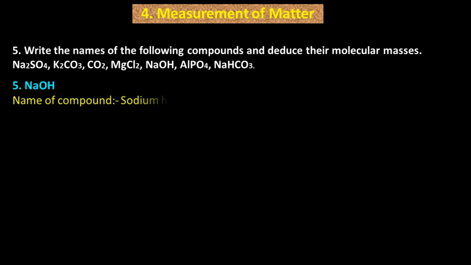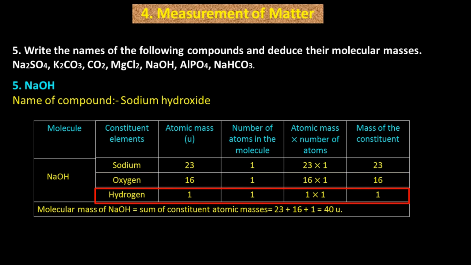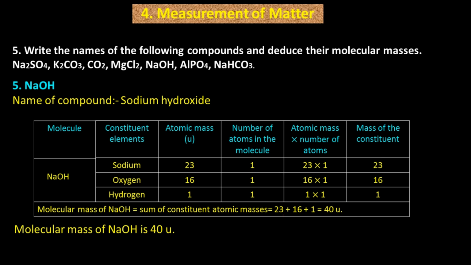NaOH. Name of the compound sodium hydroxide. Mass of the constituent of sodium is 23, oxygen 16 and hydrogen 1. Therefore, the molecular mass of NaOH is 23 plus 16 plus 1 is equal to 40 Dalton. Therefore, molecular mass of NaOH is 40 Dalton.